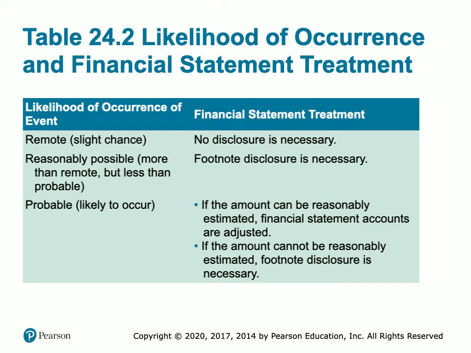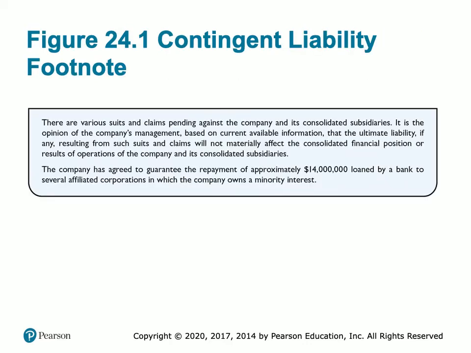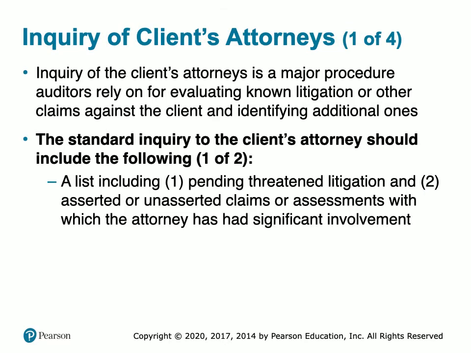This is a codification of the FAS 5 standard. If it's reasonably estimable and probable of assertion, you accrue it in the financials. If it's reasonably possible, you do footnote disclosure, even if it can't be estimated. And then if it's remote, no disclosure is necessary. And this is an example of a contingent liability footnote. Here we go deeper into the inquiry of attorneys.